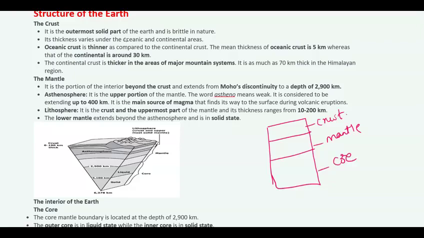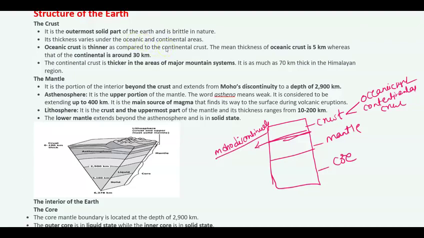The crust is further divided into oceanic crust and continental crust. This dividing line is called Moho discontinuity, between the crust and mantle. It is called Moho discontinuity, the boundary line between the crust and the mantle.